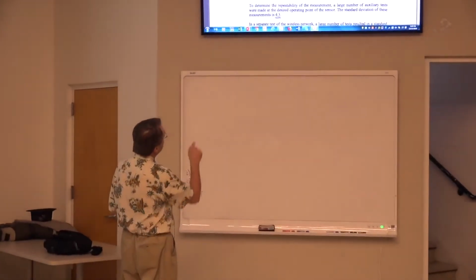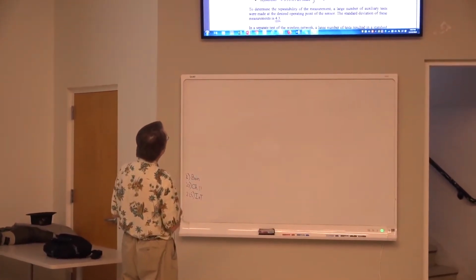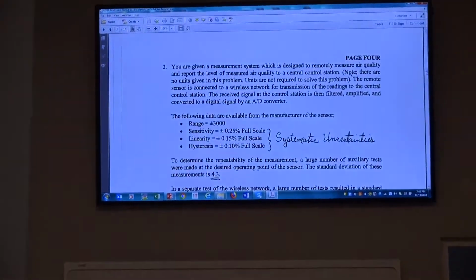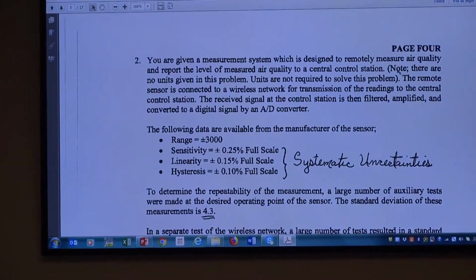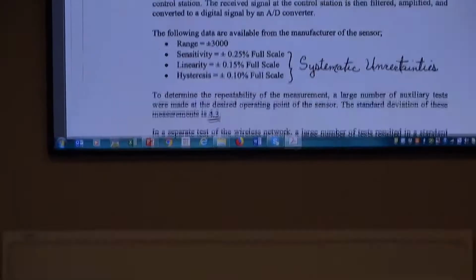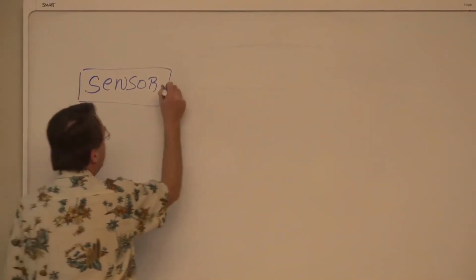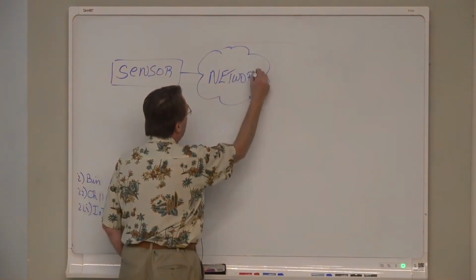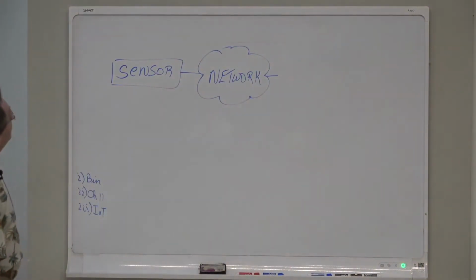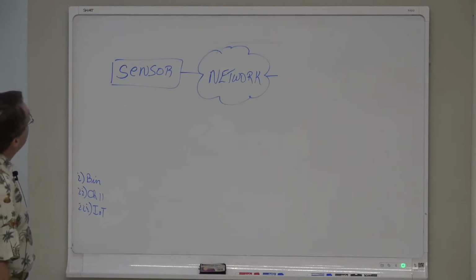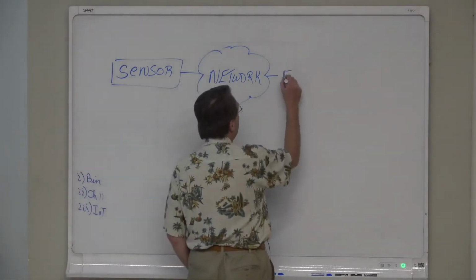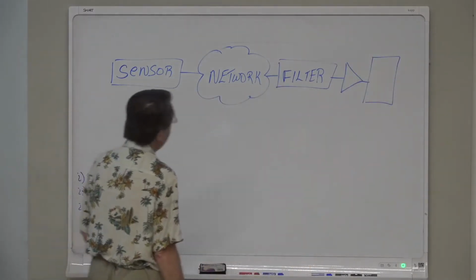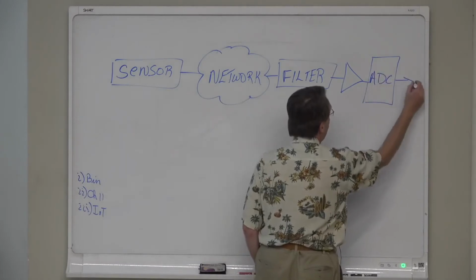So I'm looking at the end of the third line. It says here, what we have is, starting at the beginning, you're given a measurement system to remotely measure air quality. The remote sensor is connected to a wireless network. So we have a sensor, and it is connected to a wireless network. We'll just show it as some kind of cloud. And then from there, the received signal is then filtered, amplified. So we go into a filter, an amplifier, and lastly, an A to D converter, ADC. And then we get the output.